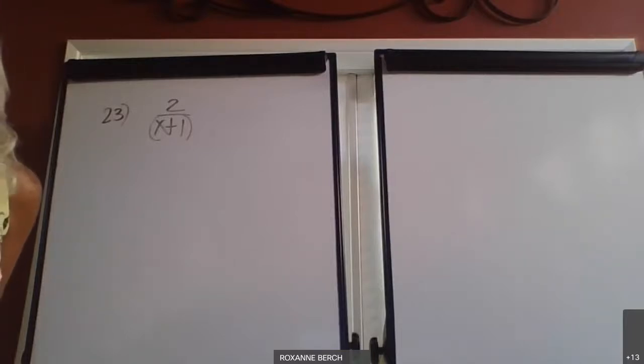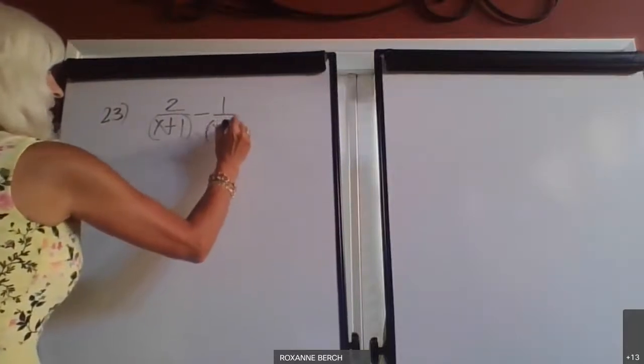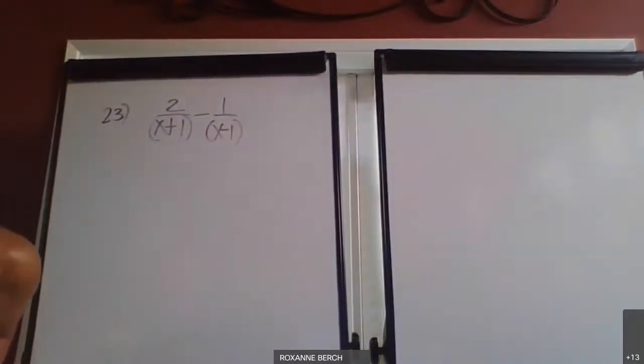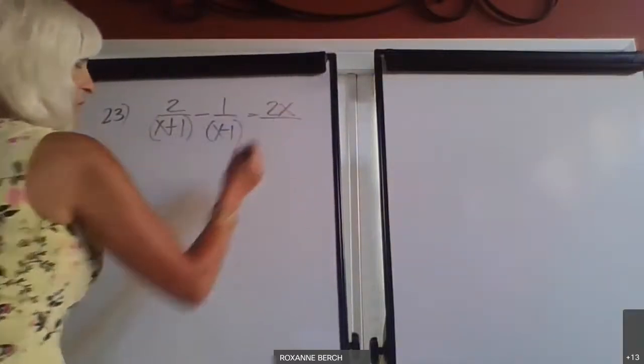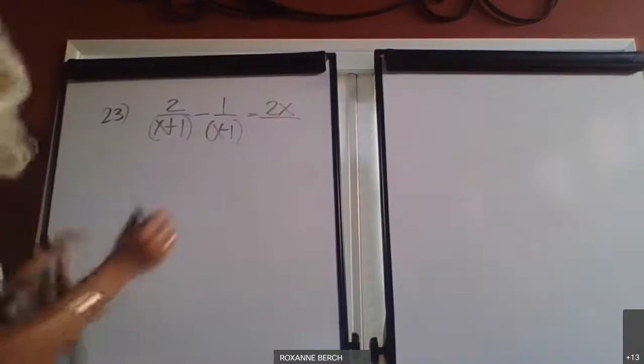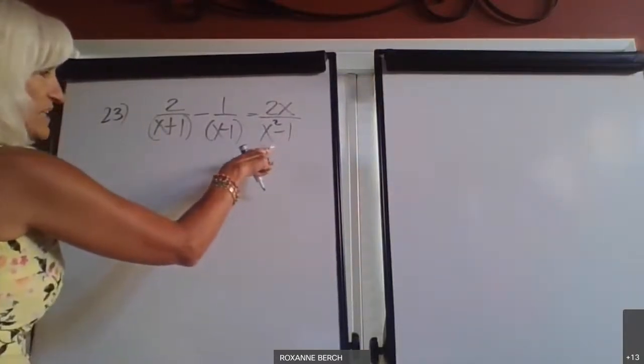Am I writing down the right problem? Minus 1 over x minus 1. And then what's the rest of this? Equals 2x over x squared minus 1. Okay, I'm not going to put that one in parentheses because that's not a simple binomial.